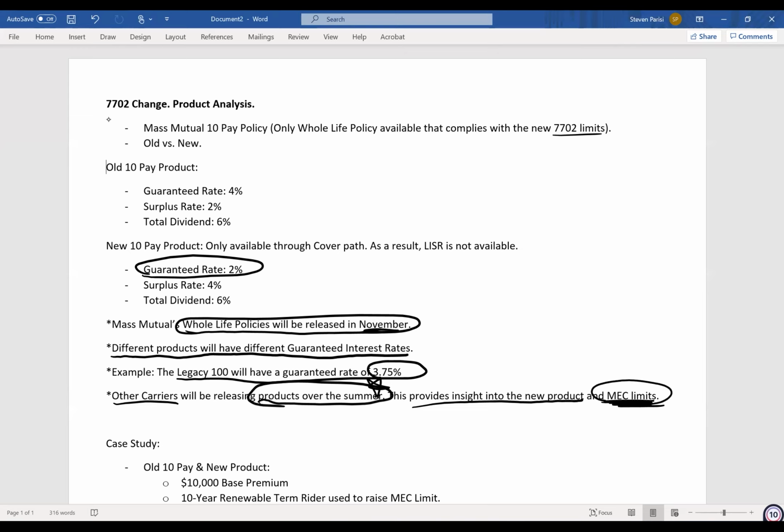Here's the interesting part of this case study: breaking down the MEC limits and seeing where they actually fall.